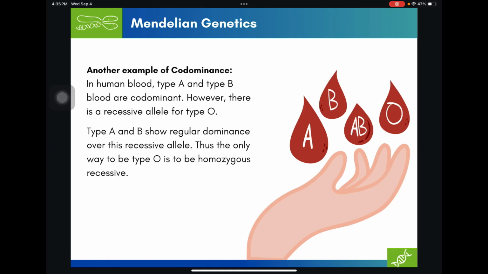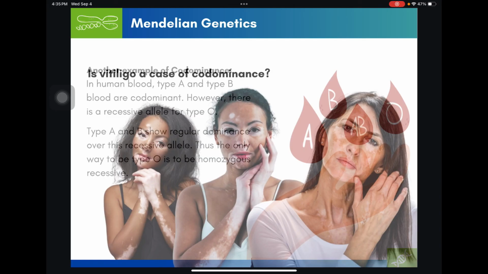So this is also another example of codominance, wherein type A and type B are technically codominant. However, there is a recessive allele for type O, but type A and B show regular dominance over this recessive allele. That being said, there is a very low chance for one to have type O. Thus, the only way to be type O is to be homozygous recessive.